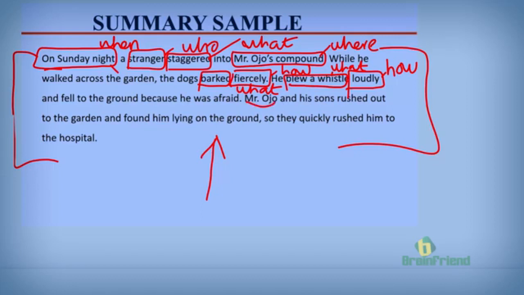Mr. Ojo here is another character in my story. So we have who? And his sons. They are also included in the who. Now, what did they do? They rushed out to the garden. They rushed out. This was what they did. So we have what? This was the action they performed.